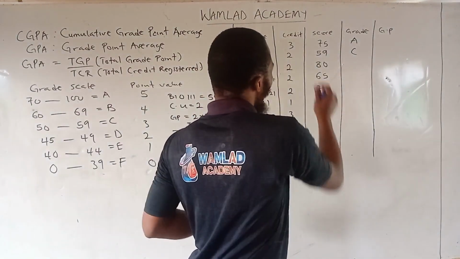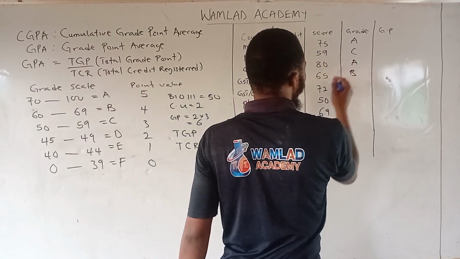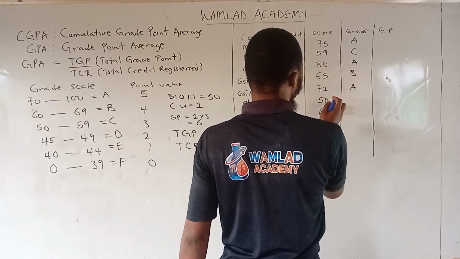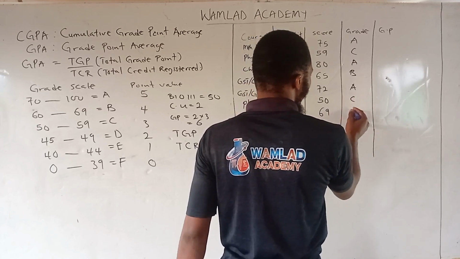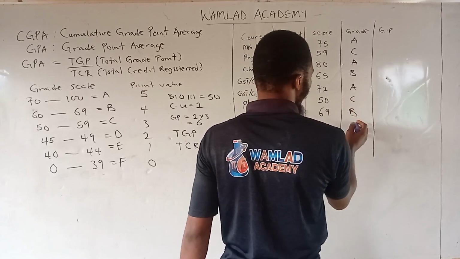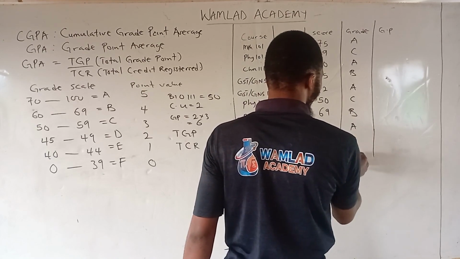So now here you have 80, that means you have A. 65, you have B. 72, you have A. 50, that means you have C. 69, you have B. 80, you have A. 65, you have B. 78, you have A.